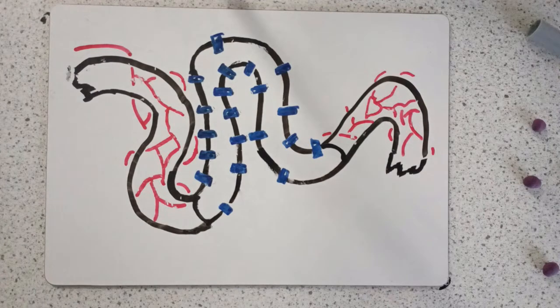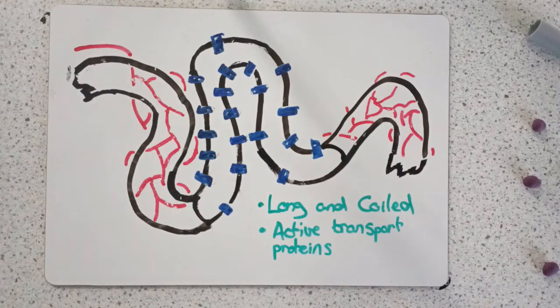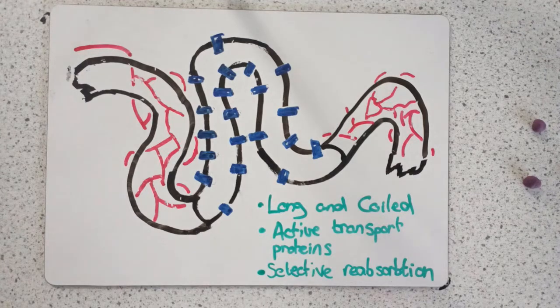The PCT has a number of adaptations. For example, it's long and coiled, which increases its surface area. It has active transport proteins in order to move the glucose from the nephron into the bloodstream up a concentration gradient. And all of this takes place in the process of selective reabsorption, where certain molecules like glucose are reabsorbed back into the bloodstream from the nephron.